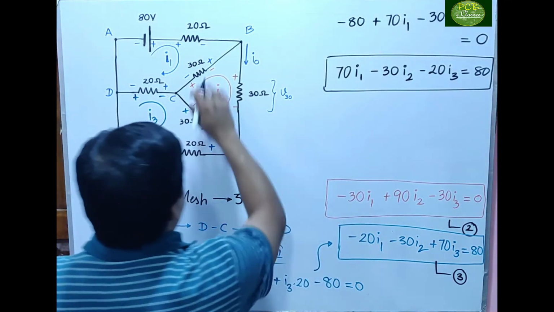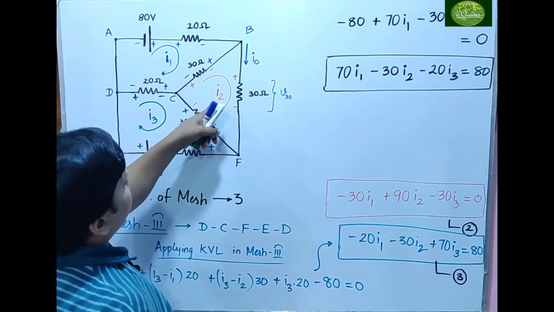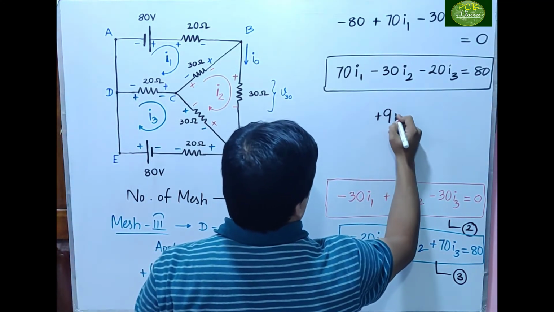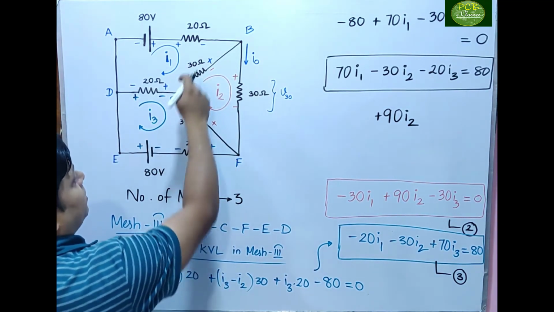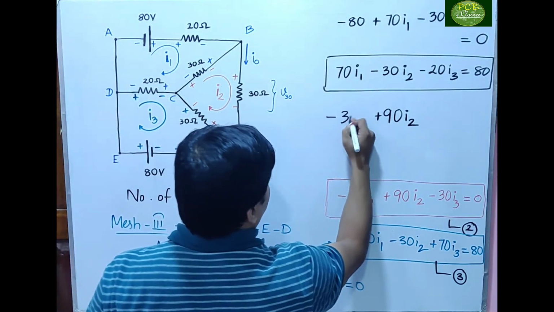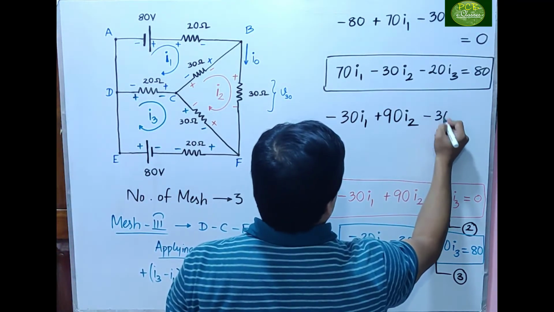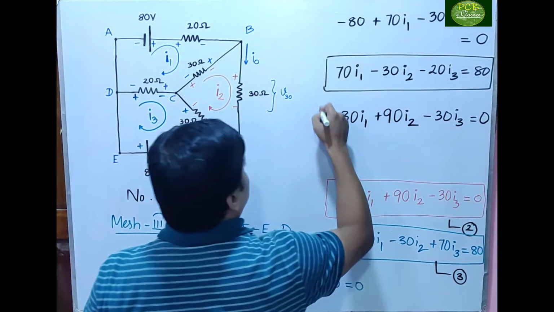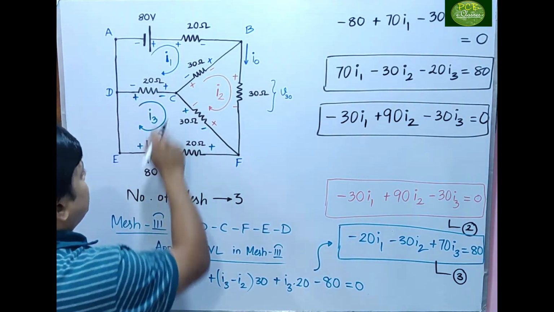Similarly, the second one. Here I2 is dominant. So write all the I2, 30 plus 30 plus 30. So it is plus 90 I2. Next, where is the other current flowing? Here, 30. Which current is flowing? I1. So write this as minus 30 I1. Here I3 is flowing. So minus 30 I3 equals, is there any voltage? No. 0.